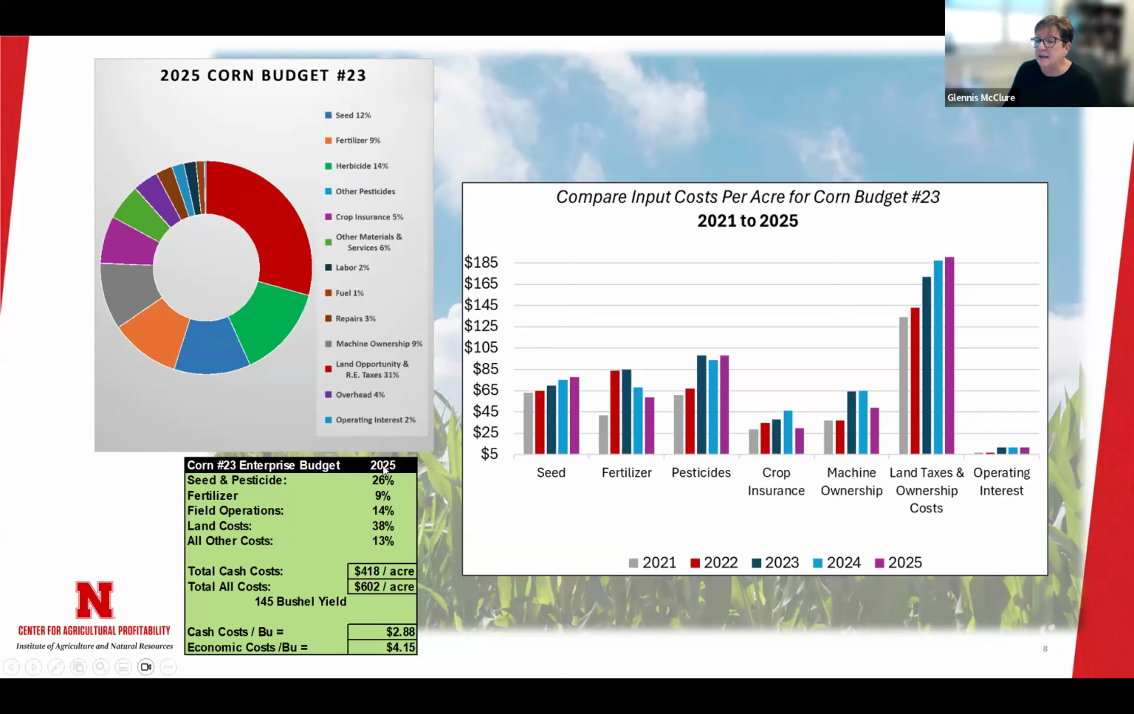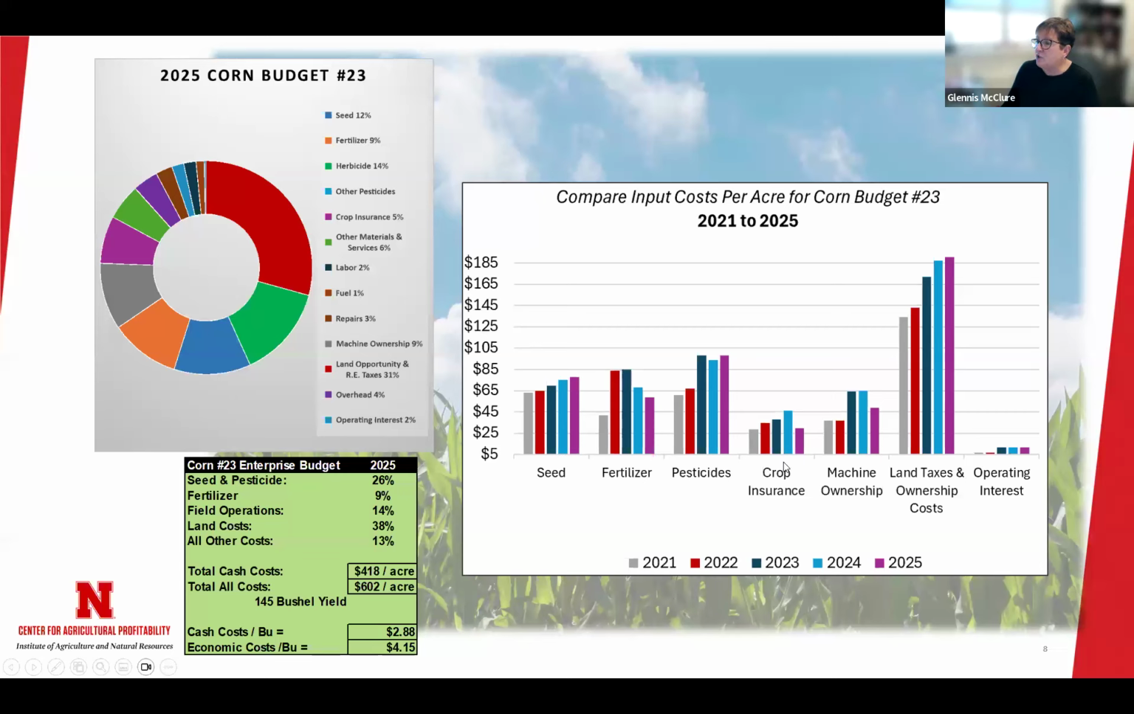All right, and you can see that breakdown here, and where we were with our cash costs and our economic costs for that particular budget. And then looking at that same budget from 2021 to 2025. So what's changed? We're going to look at some charts here in a little bit too, but you can see what seed costs have done, how our fertilizer costs. So 2025 is the last bar here, the purple bar.